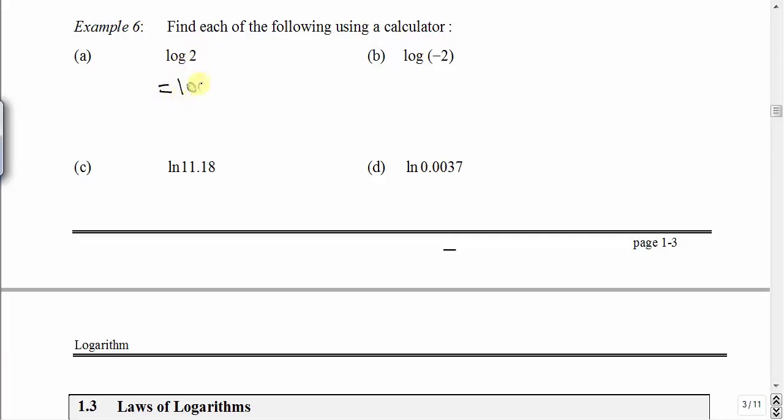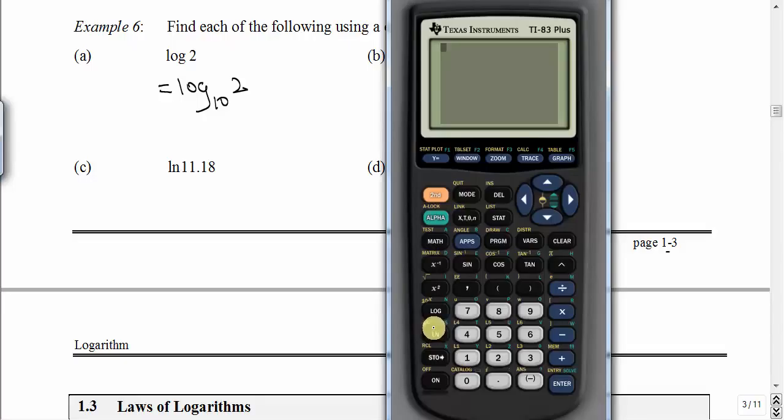This is log base 10 of 2. Your calculator should have a key for logarithm, as indicated here, as log. Log in the calculator means log base 10. Your calculator only has one single base, which is base 10. Punch this key log followed by the value 2. This means log 2 with the base of 10. So this will give us 0.301.